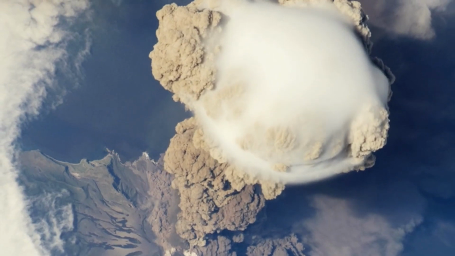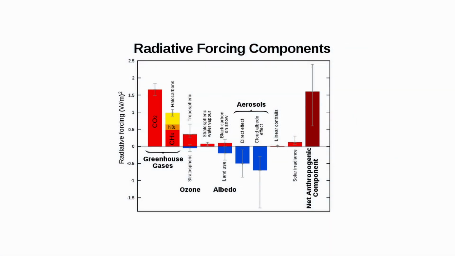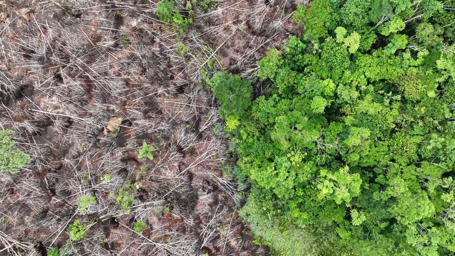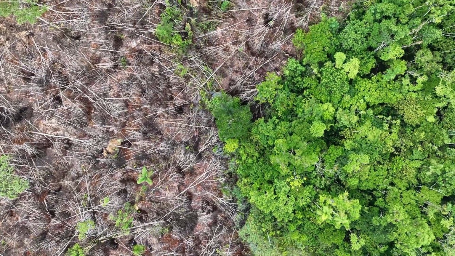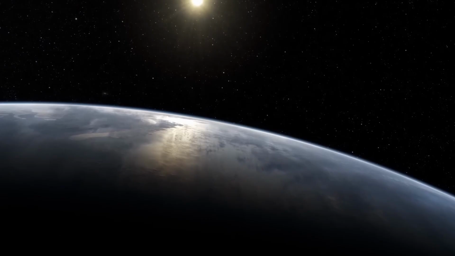Volcanic eruptions are also a natural source of aerosol pollution, containing a lot of sulfur dioxide. Although overall forcing is still positive, these aerosols do offset a large portion of positive forcing. Perhaps surprisingly, deforestation is also an example of negative forcing. This is because trees are quite dark, and cutting them down increases the albedo of the Earth, meaning that more radiation is reflected into space.